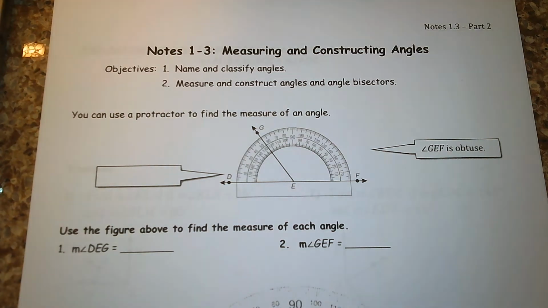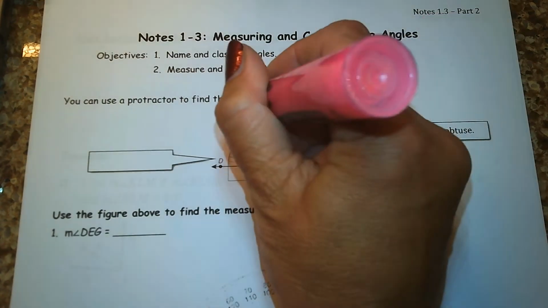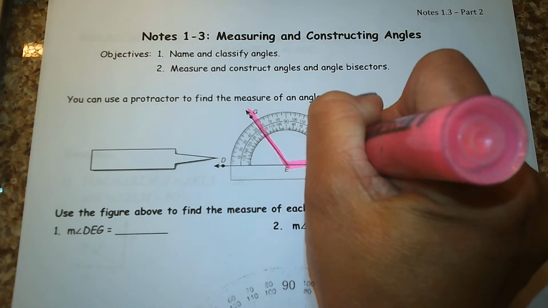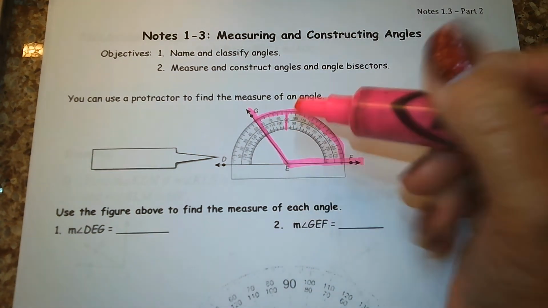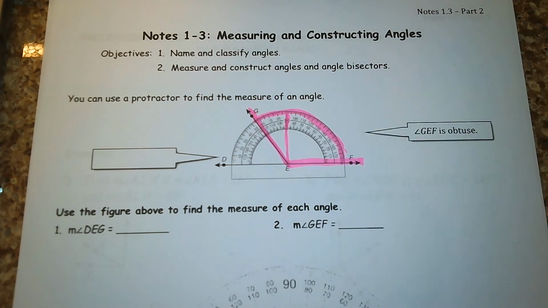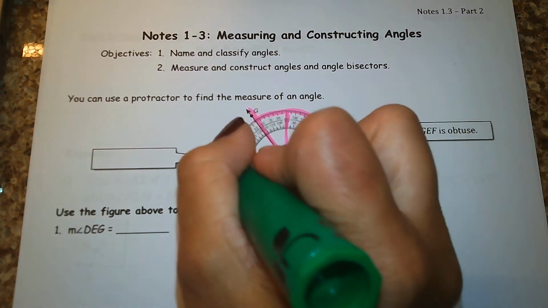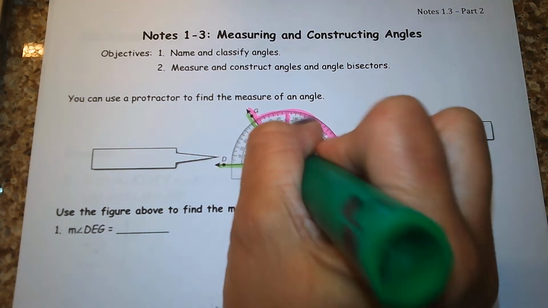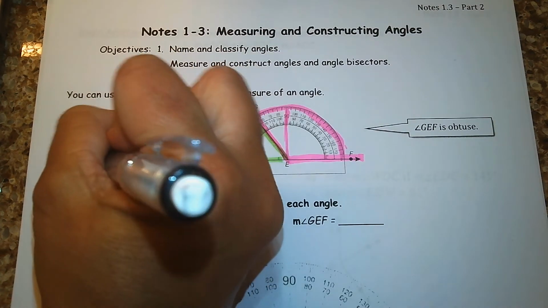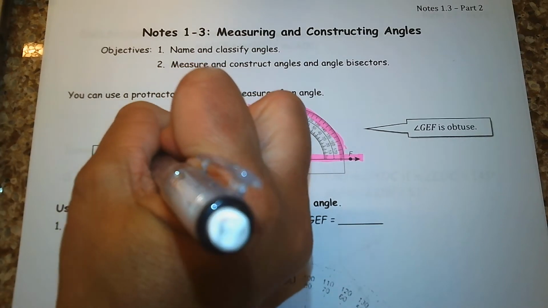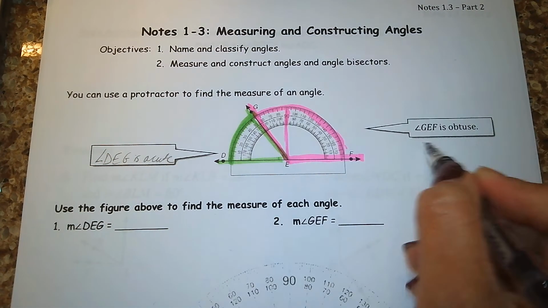We have an angle GEF, which is here, and you can see that that angle is past the 90 mark. This would be 90 here. We've passed that, so that angle there is going to actually be obtuse. And we also have an angle right here, angle DEG, and that angle there is acute. It is less than 90 degrees. And that was something we had talked about in the last lesson. So DEG is acute, and we already know that GEF is obtuse.